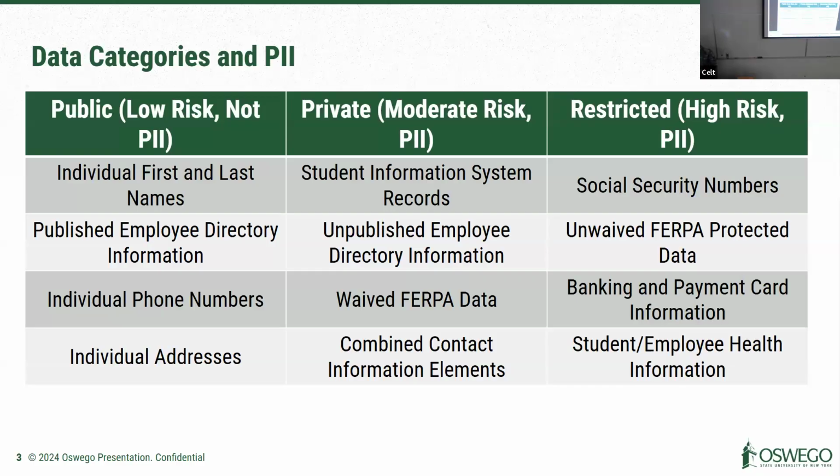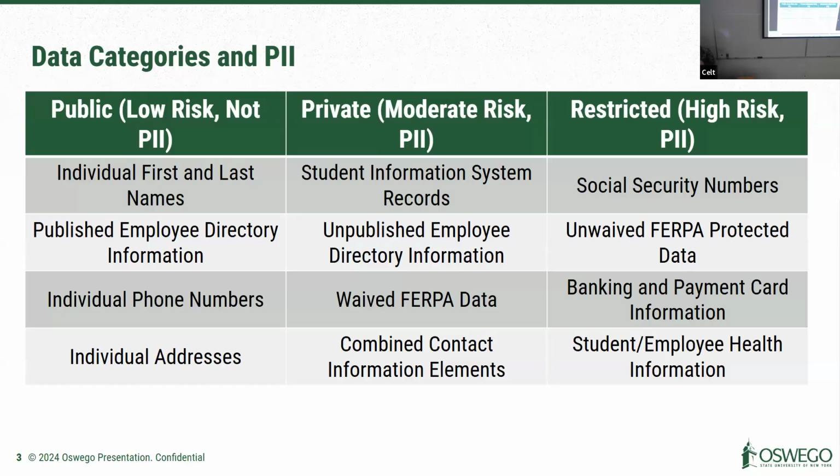Unpublished employee directory information. So unpublished employee directory information would be similar to what is accessible on the website, but it is not publicly visible. If it requires authentication to view, meaning you have to enter your username and password to view it, now that is considered private information. So at that point, you could arguably classify that as PII because it is not publicly accessible.